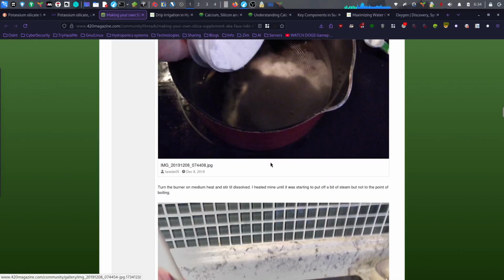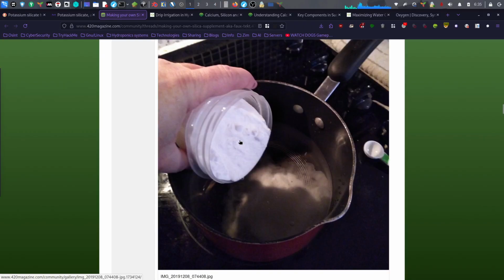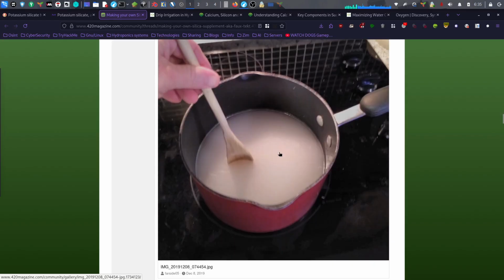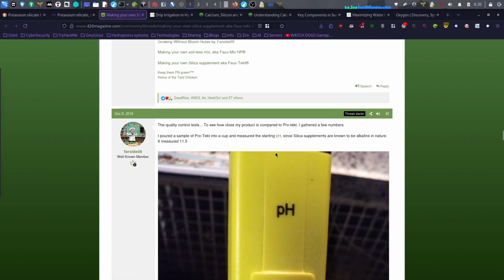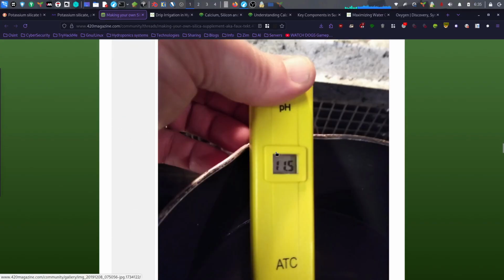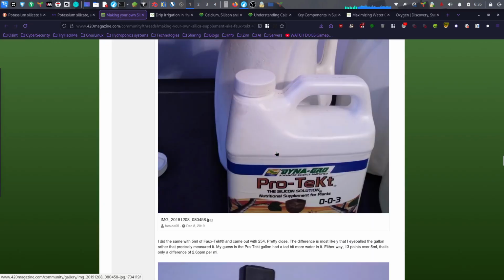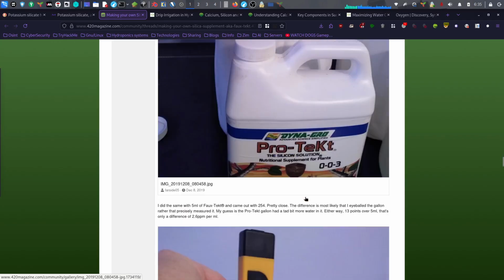Liquid. The solid form. Liquid form. pH level. Silicon solution, a natural supplement for plants.